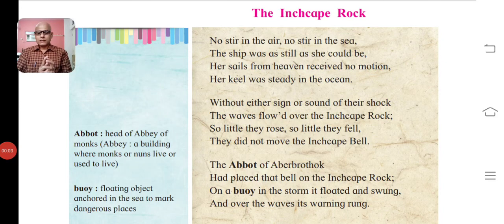Video lecture number 26, 2.3, The Inchcape Rock by Robert Southey.